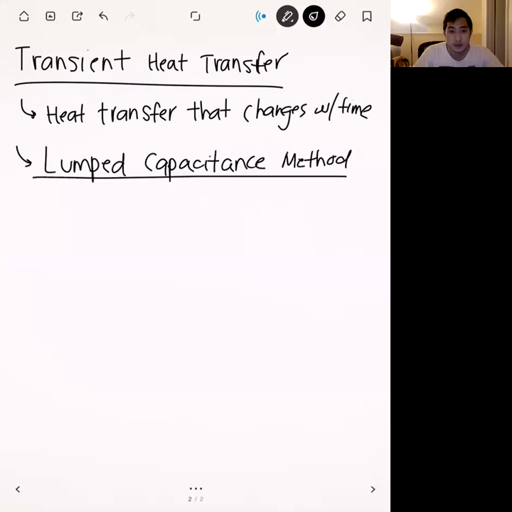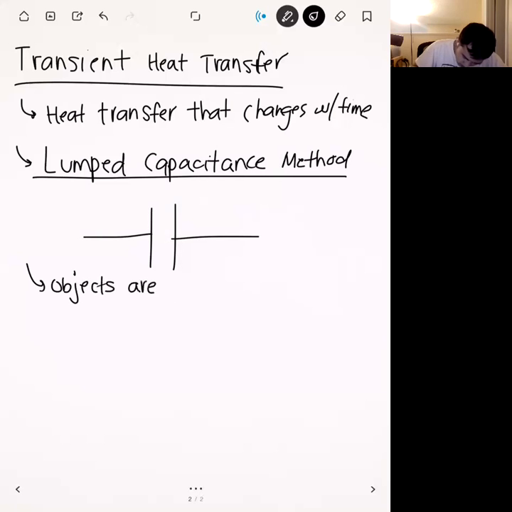The idea of the lump capacitance method is you draw the analogy to an electric capacitor, right? If you remember from your previous circuits classes, either in physics or the circuits class we have here in the department, a capacitor is a device that can temporarily store charge. The lump capacitance method draws on this analogy and thinks of objects as thermal capacitors. But instead of storing charge, they're going to be storing thermal energy, or heat.